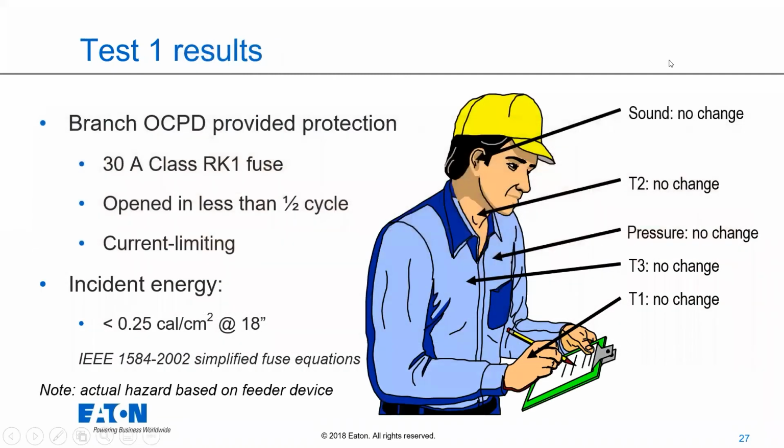If I see my results, there's no change at all in sound, temperature, or pressure, even on that hand, which was basically right there. My branch overcurrent protective device again opened in less than half a cycle, so it was really fast, but it was even more current limiting, right? That made the bigger difference here. A 30 amp fuse is going to limit the current more than a 600 amp fuse. My incident energy levels are also listed there. This is less than 0.25 calories per centimeter squared, the minimum threshold you get when you calculate anything with the equations.